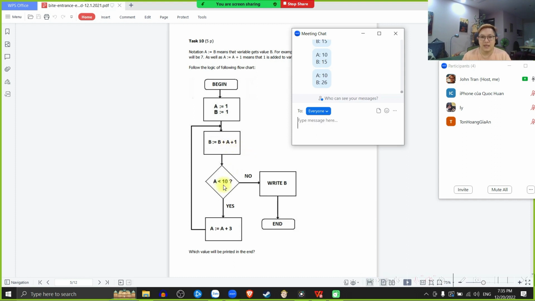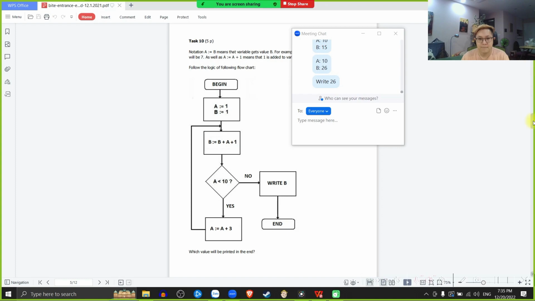But now A is no longer smaller than 10, so it goes to no. But now A is 10, you have to go through no and you have to write B. So you have to write 26, right? In the end you must write 26 to be correct. So if you write number 26, that's the answer, isn't it? Right, everyone. You got to the answer 26 now?